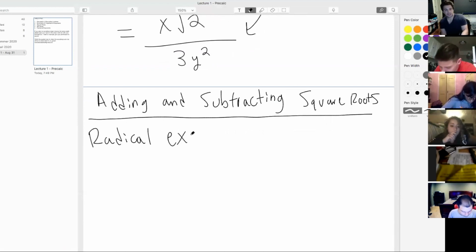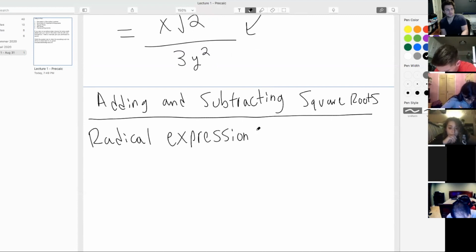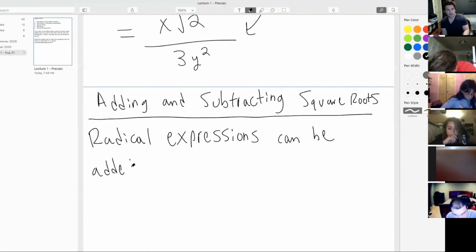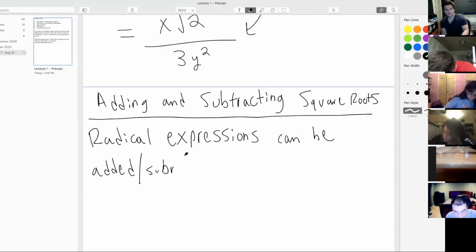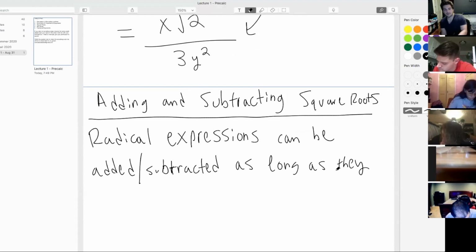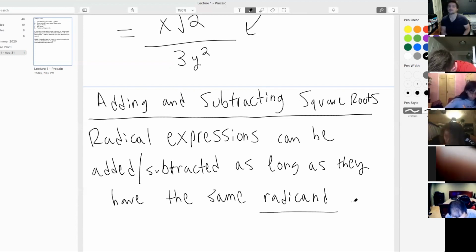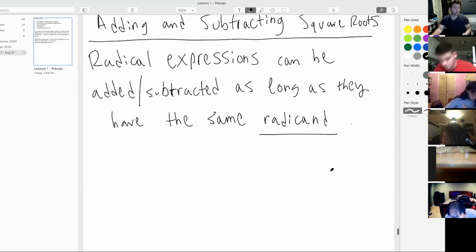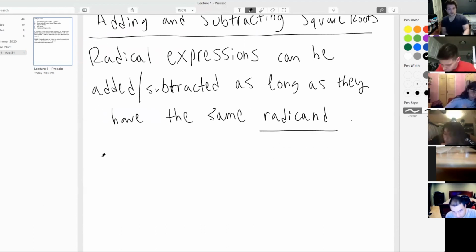Radical expressions can be added or subtracted as long as they have the same radicand. Okay, the same radicand. So that was that number that's underneath the square root. Okay, so here's just a very quick example.